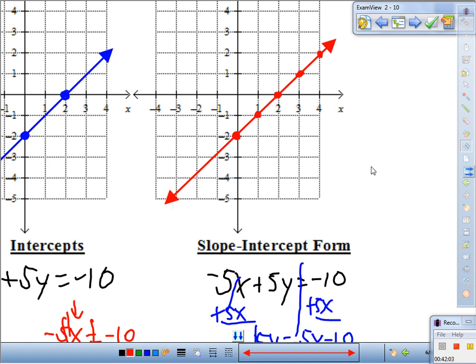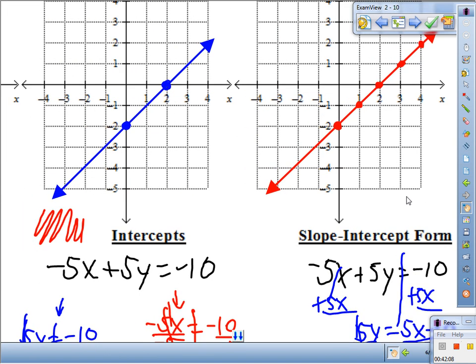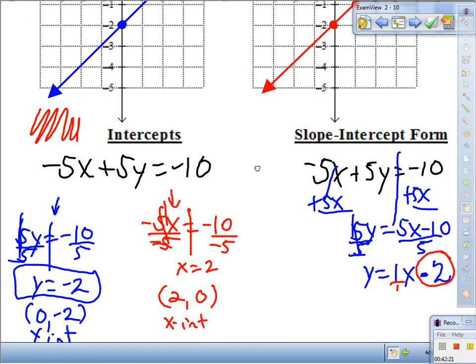Now, what do you guys notice? That line to the other line? It's the same line. We're just using a different method. Okay? All right. Are we there so far?